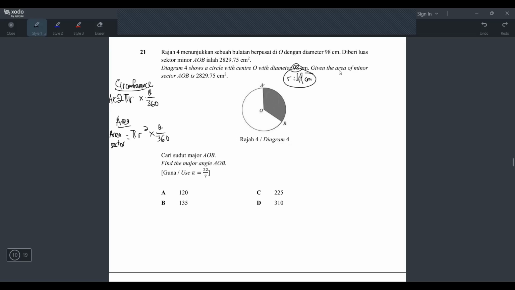Given the area of minor sector AOB is 2829.75. What is minor sector? What is major sector? Okay, if the sector is less than half, then it's called minor sector. But if it's more than half, we call it major sector. So there's 2 sectors here.